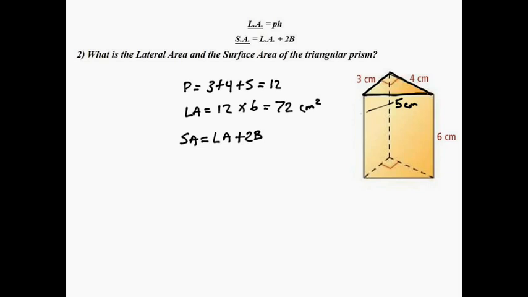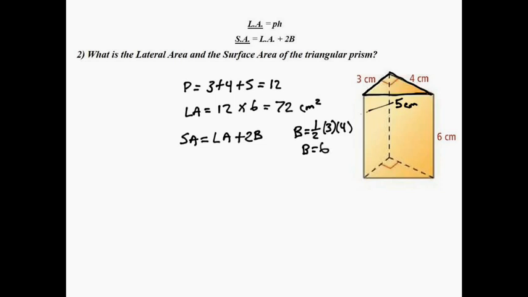For the base area, we're finding the area of a triangle. So base area is 1/2 base times height. In this case, 3 times 4. So that's 1/2 of 12, which gives us 6. So the base area is just 6.